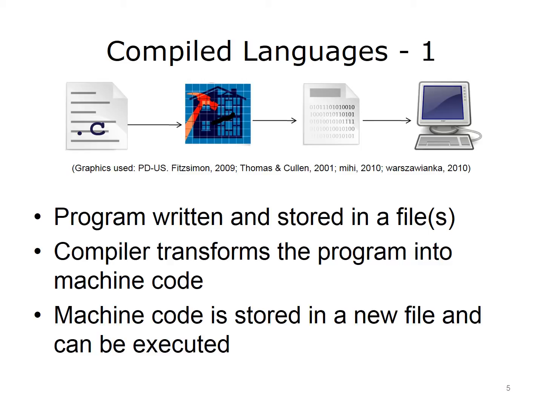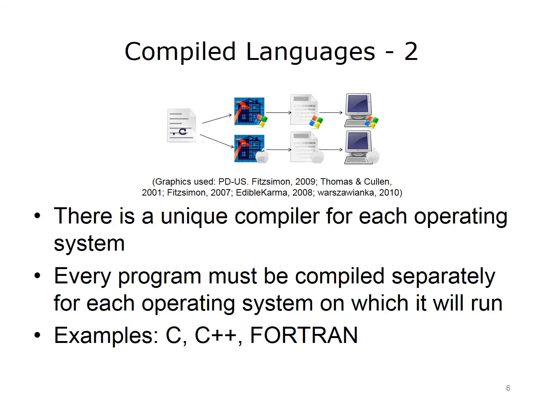This executable program can be run over and over again without needing to be recompiled, until the next update, of course. When the program is ready for release, its executable version can be distributed. Compilers are unique to a given operating system, so there are different C compilers for Microsoft Windows, Apple OS X, and Linux. For distribution purposes, the same C program must be compiled multiple times for each operating system it will be deployed on. Examples of programming languages that must be compiled are C, C++, and Fortran, among many others.